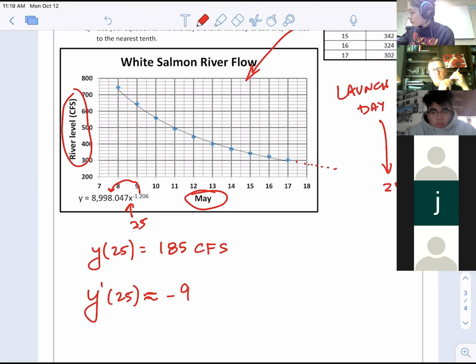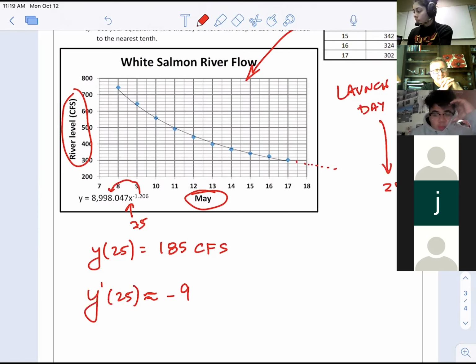Isn't this just saying that on the 25th of May, the river level is dropping by -8.9, whatever that unit is, per day? What do you think about that, Jerry? Do you think he's right? Vale says on the 25th, what that 9 tells me is that the river level is dropping -9, whatever CFS is, per day.